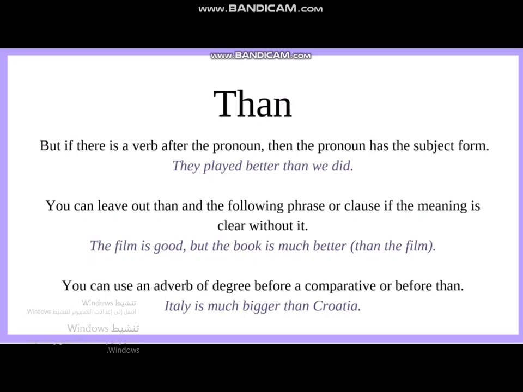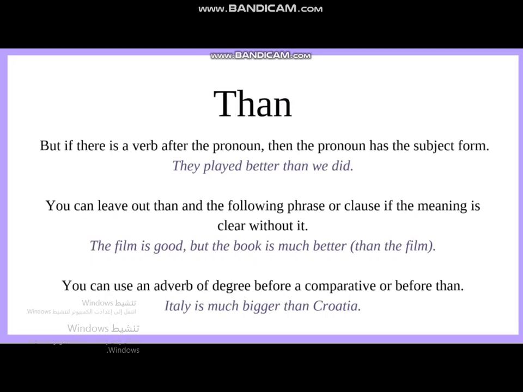Okay? We can leave out than and the following phrase or clause if the meaning is clear without it. The film is good, but the book is much better than the film. Like that. You can use an adverb of degree before a comparative.